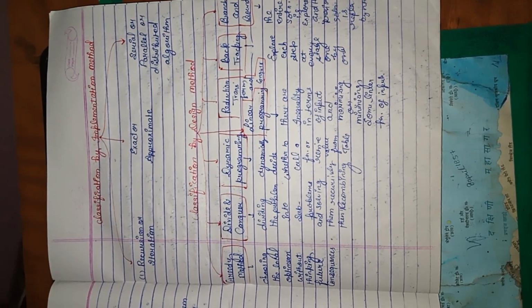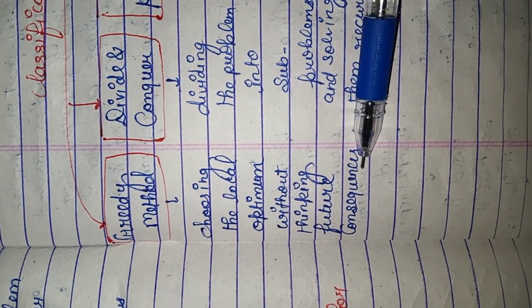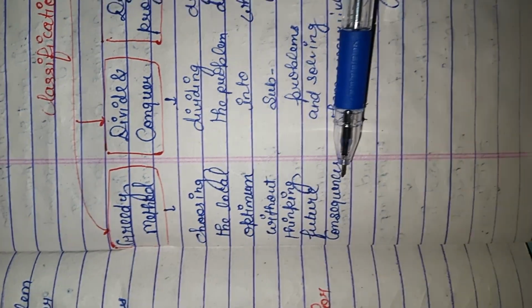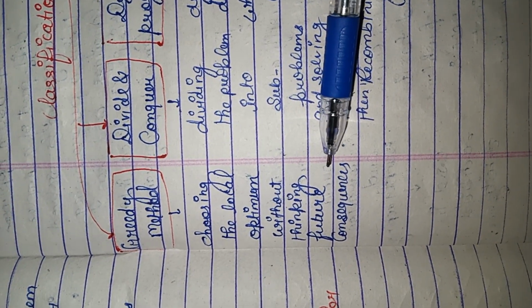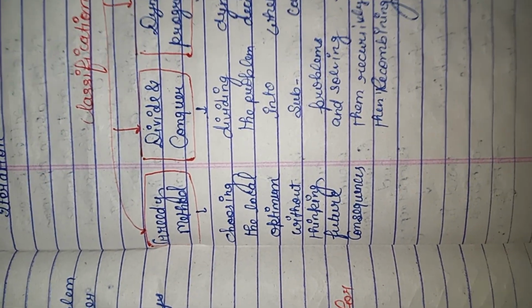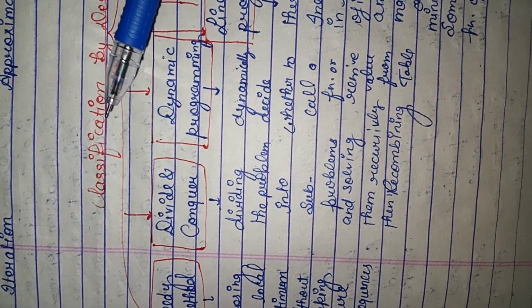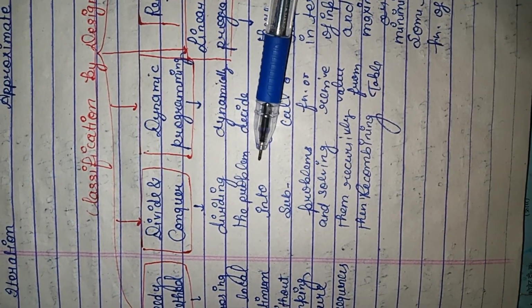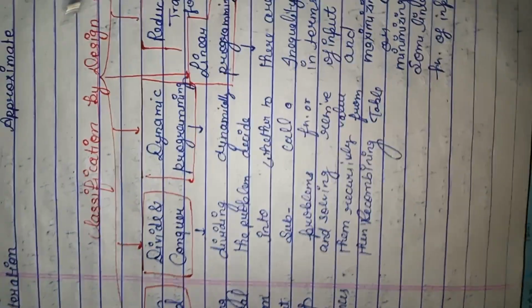The very first is greedy method. What is greedy method? Choosing the local optimum without thinking about the future consequences. In this method, we will not think about the future consequences. We will just choose the local optimum which we will use to solve a particular problem. Divide and conquer, as the name suggests, dividing the problem into subproblems, solving them recursively and then recombining.